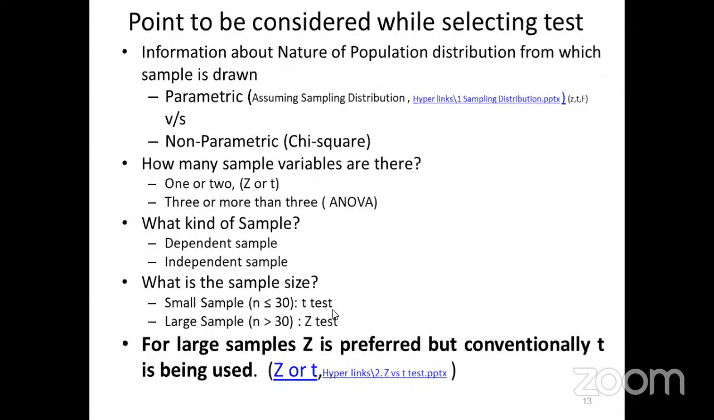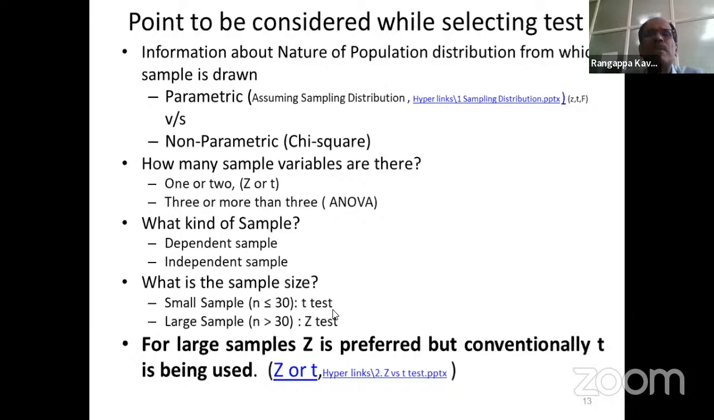Let me explain some important points to be considered while selecting a test. I told you how to formulate a hypothesis, the procedure involved in it, and the concept of null hypothesis, alternative hypothesis, and all that. Most of the things are about which test I have to use and how to select a test. Let me explain some important things which you have to consider while selecting a particular test.